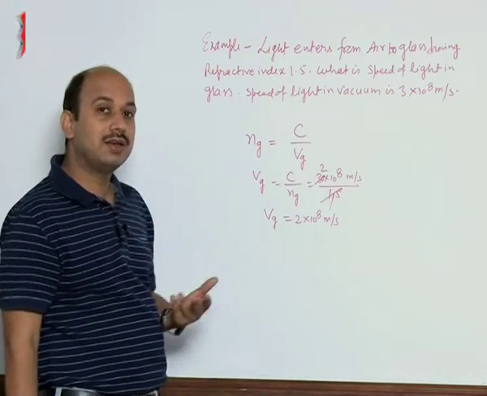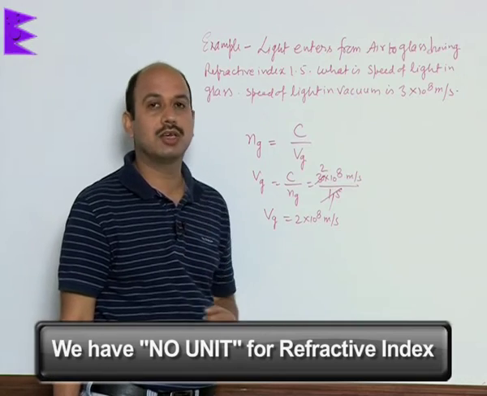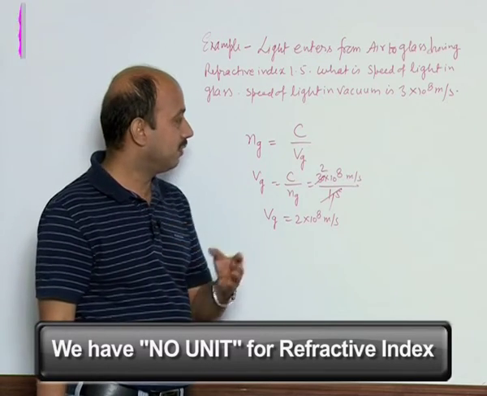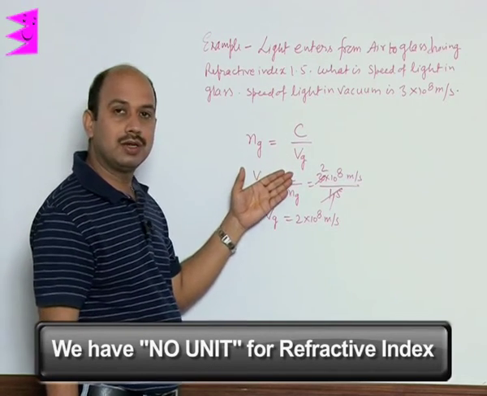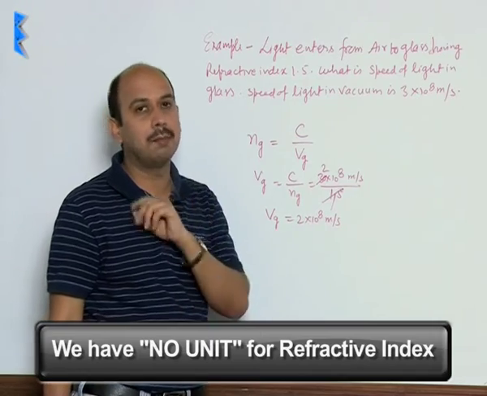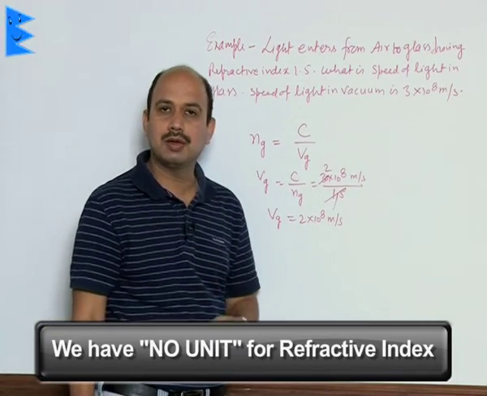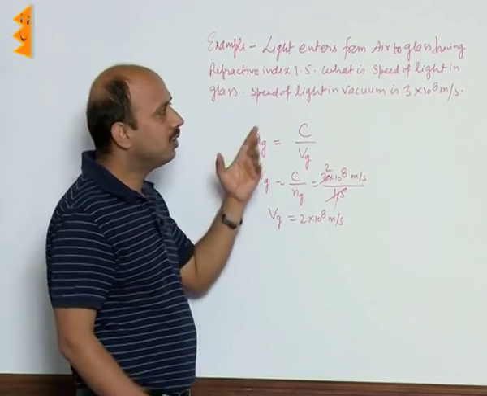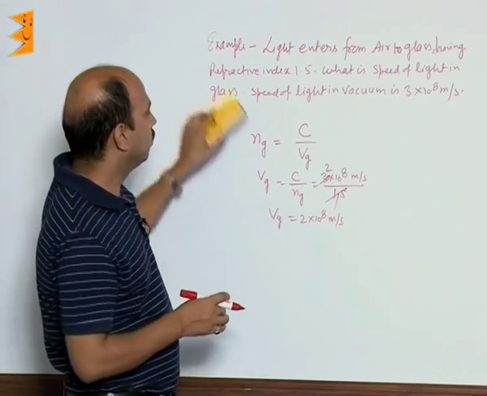Now, see what is the unit of refractive index actually? As you have seen, refractive index is a ratio of two same quantities, it has no unit, it is just a number which tells us about optical density. Now, we will see refraction of light through a glass slab.